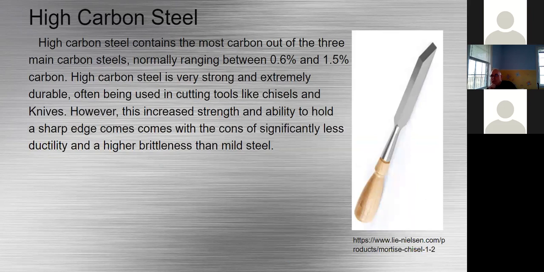High carbon steel contains the most carbon out of the three main carbon steels, normally between 0.6 and 1.5%. High carbon steel is very strong and extremely durable, often used in cutting tools like chisels and knives and other cutlery. Its increased strength and ability to hold a sharp edge comes at the cost of significantly less ductility and higher brittleness than mild steel.